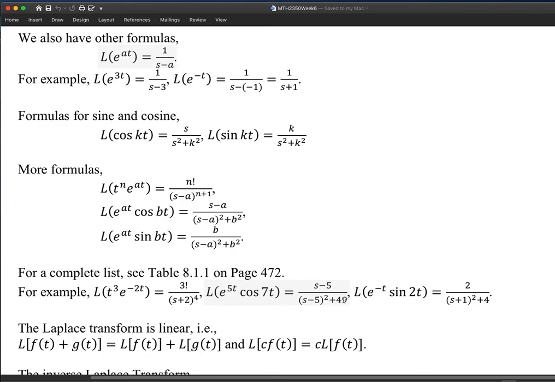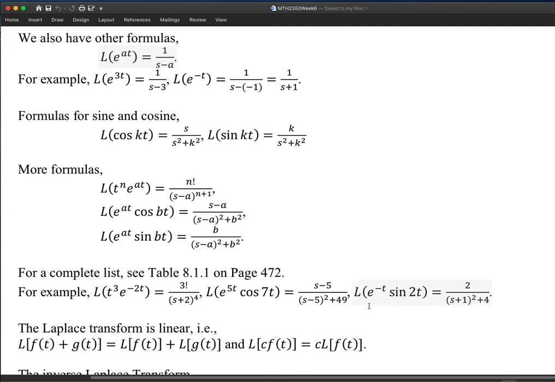The Laplace transform of e to the negative t sine 2t: a is negative 1, so b over s minus a squared plus b squared. A is negative 1, so s plus 1 squared, and b is 2, so that is 2 over s plus 1 squared plus 4.